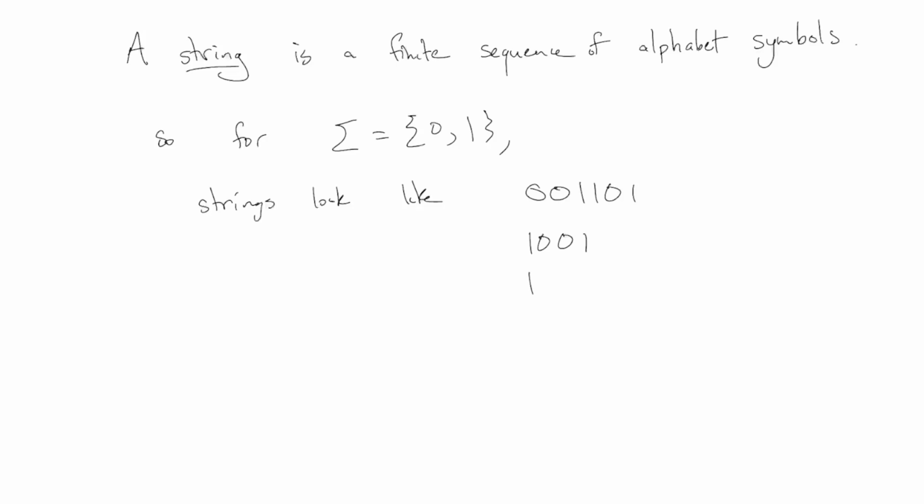Strings have a length, which we are often going to discuss, and in our book, the length of a string is written with sort of like absolute value signs. So that is the length of that string, and the length of this string is 4, because there's 4 alphabet symbols in that string. Every string has a length.